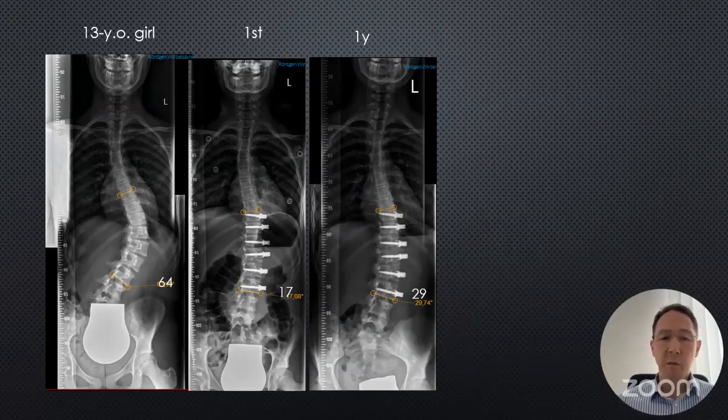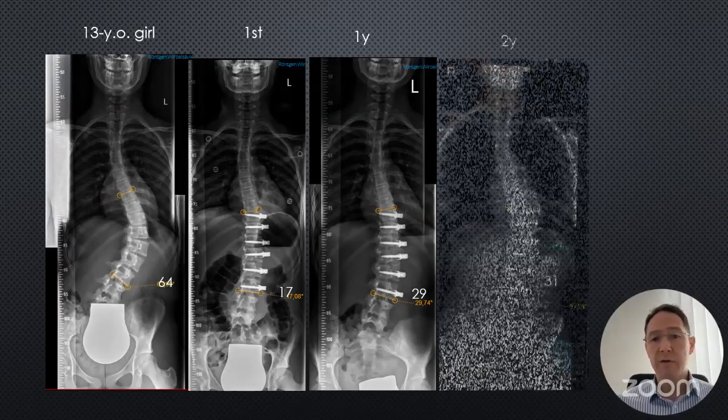And now she's at 29 degrees, which is still 60% correction, so still not bad. 60% is what we have with fusion for Lenke 5. This is what the big study groups have in average. So experienced surgeons are only able to get a 50-60% correction for Lenke 5 curves.